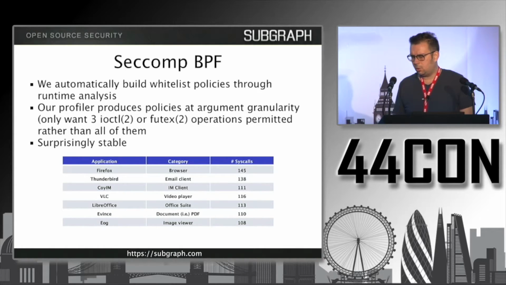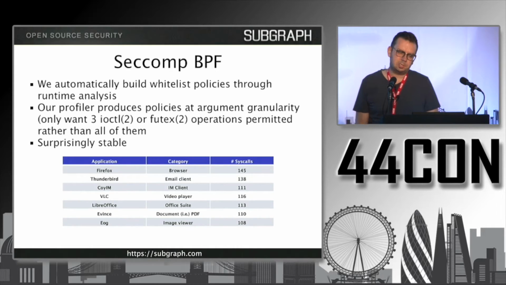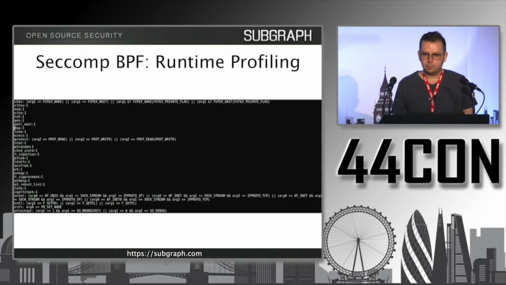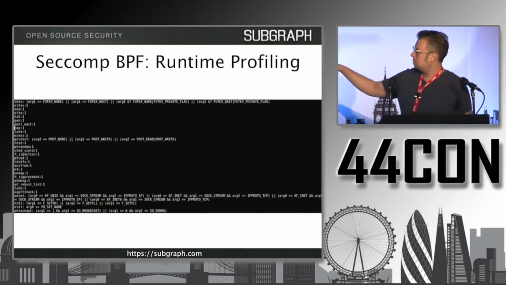So I talked about the complex system calls like, I don't know, futex or ioctl or fcntl or setsockopt. Our profiler will capture the parameters, so we further constrain. We might allow the socket system call, but we only allow Unix domain sockets or only IPv4 sockets or something, or setsockopt, this culprit system call.